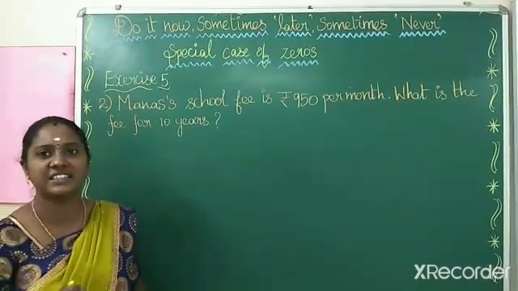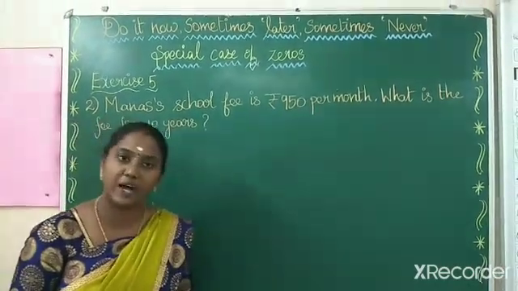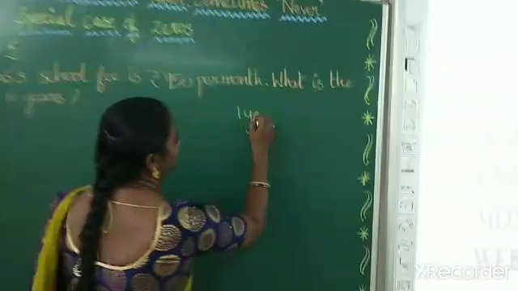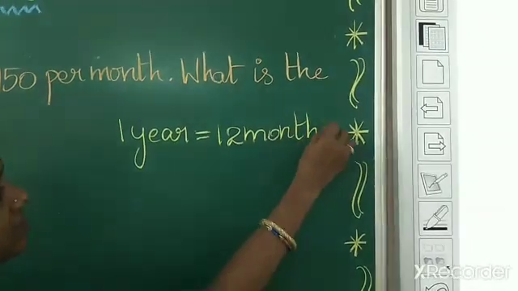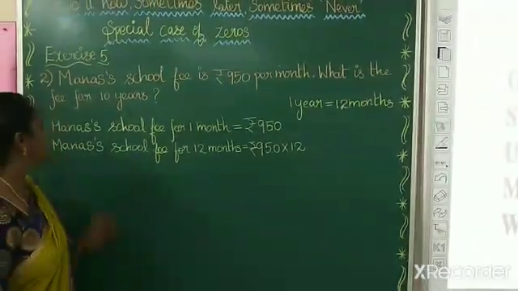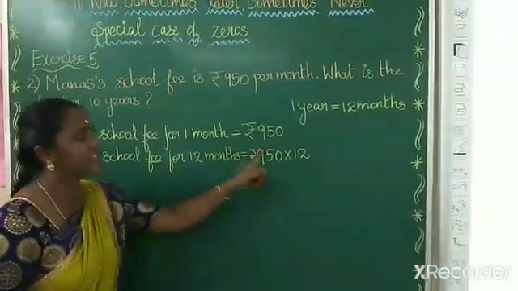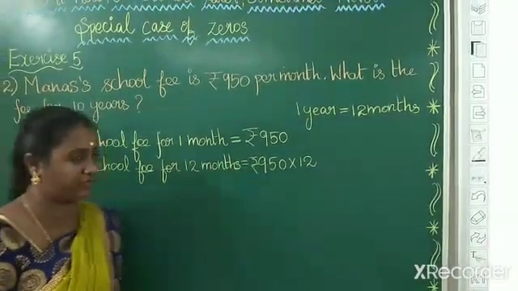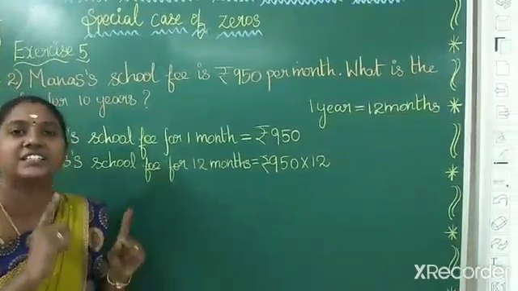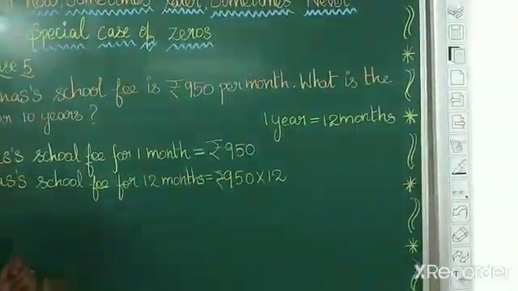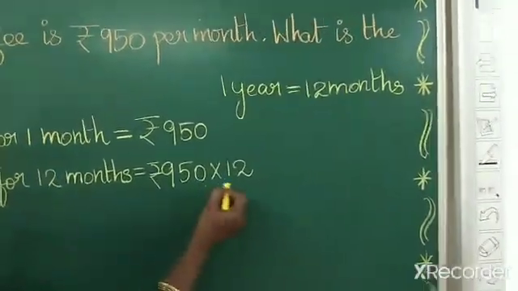How many months are there in 1 year? 1 year is equal to how many months? Yes, very good. 12 months. So 1 year is equal to 12 months. So we have written that Mana's school fee for 1 month is given as rupees 950. So first, as I said, we need to find it for 1 year, that is equal to 12 months. So Mana's school fee for 12 months is nothing but 950 into 12.